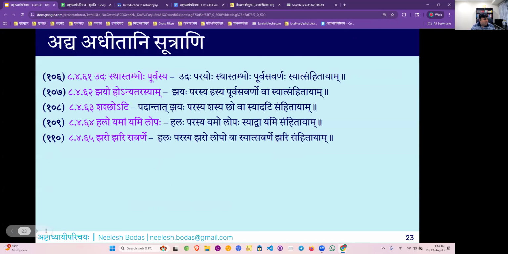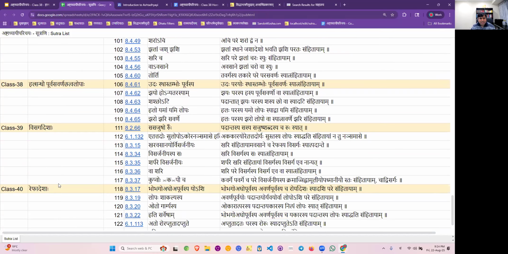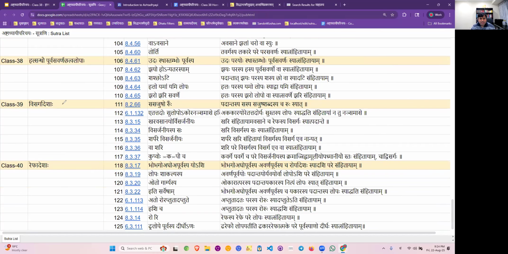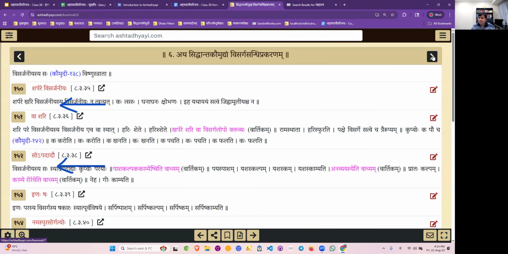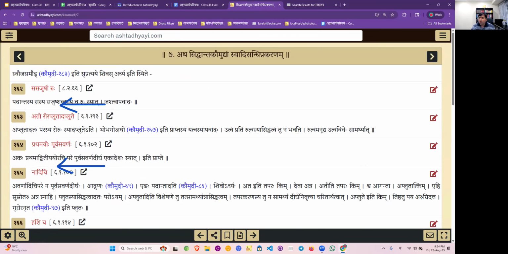So, last comment for the next week. There are 2 classes pending. We have a class on the Visarga Deshaha and a class on the Refa Deshaha. In Siddhanta Kaumudi and so on, this is usually called Swadi Sandhi. There is an Ach Sandhi Prakaram, Prakriti Bhava, Hal Sandhi, Visarga Sandhi, and they call it Swadi Sandhi.